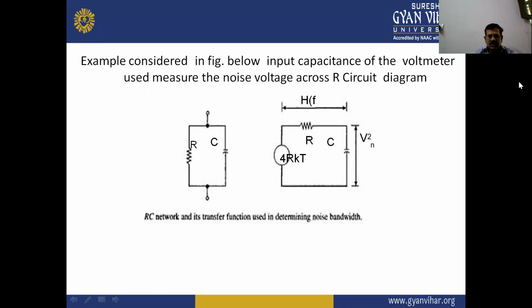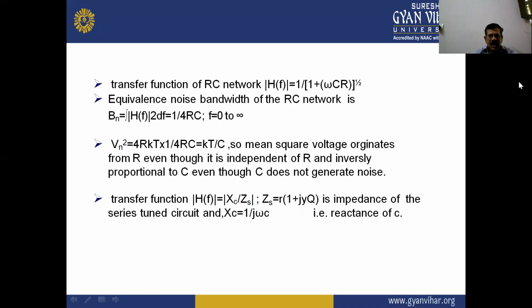So the transfer function of the RC network is H(f) equal to 1 upon root of 1 plus (omega CR) squared. The equivalent noise bandwidth of the RC network is Bn equal to the integration of |H(f)|^2 df, equal to 1 upon 4RC, for frequency from 0 to infinity. So Vn square equal to 4kTR x 1 upon 4RC, equal to kT upon C.